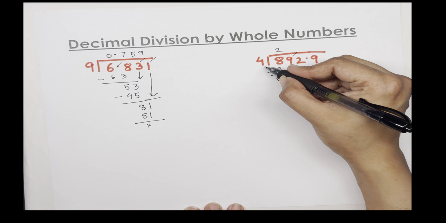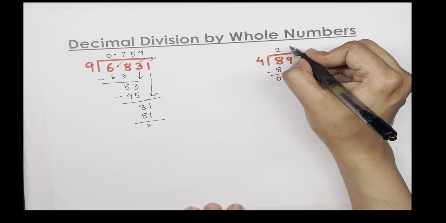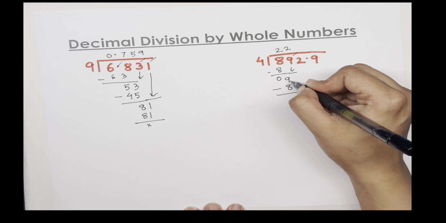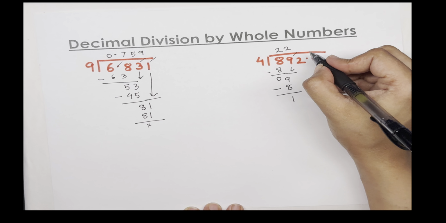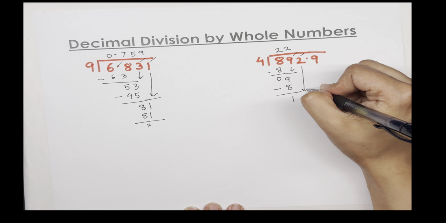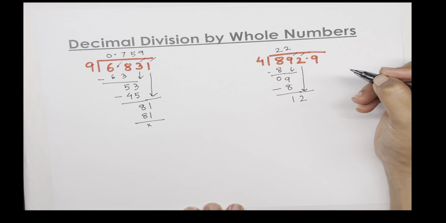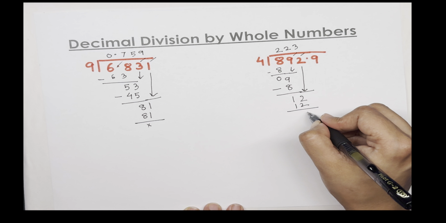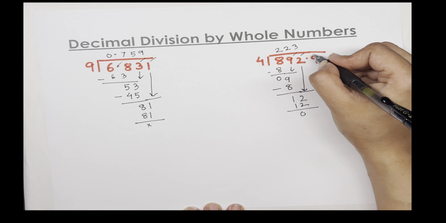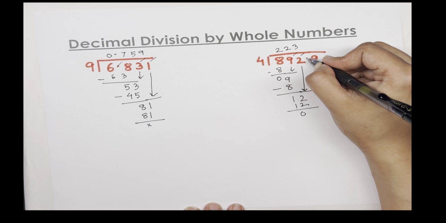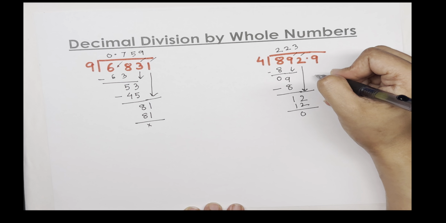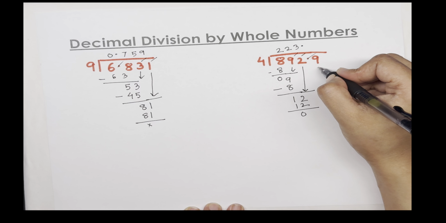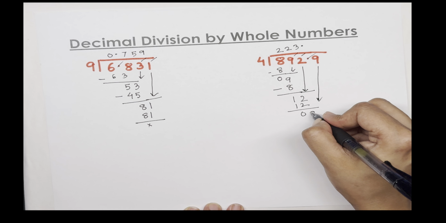If you think about 4's table and try to go close to 9, 4 times 2 is 8. 9 minus 8 is 1. I'm bringing down 2. Think about 4's table. 4 times 3 is 12. But there's a decimal. So in order to bring this 9 down, we have to take out the decimal and put it in the quotient. Let's bring down 9 now.